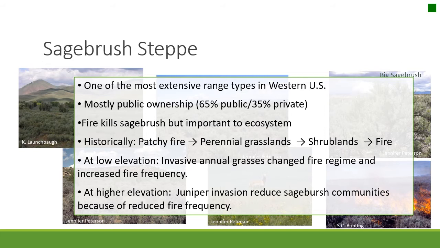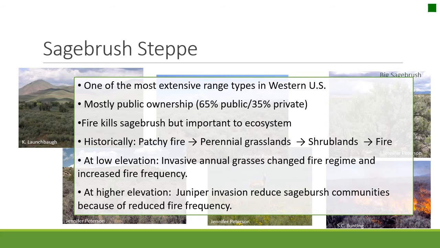Interestingly, at slightly higher elevations, when the sagebrush is right up against that juniper line, then we have juniper invasion that becomes a problem because there's not enough fire. So as European Americans started to develop and homestead in the Great Basin, they historically stopped fires. So juniper invasion started coming down in elevation when fire frequency was decreased.